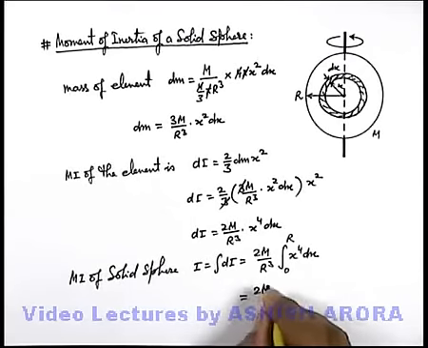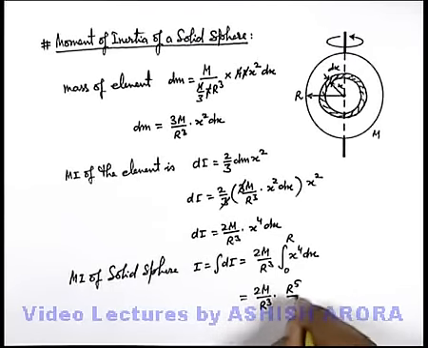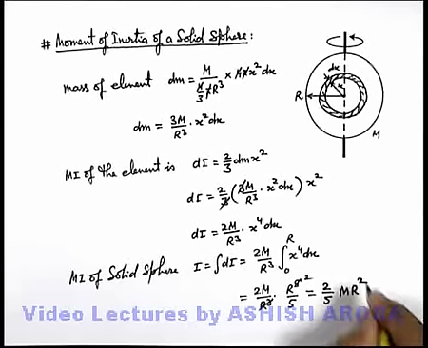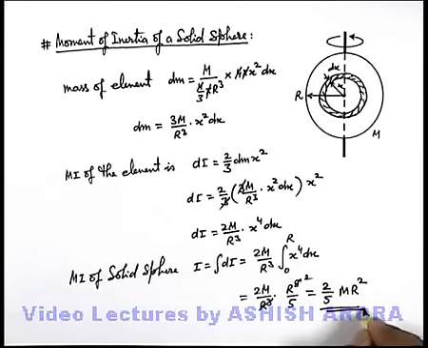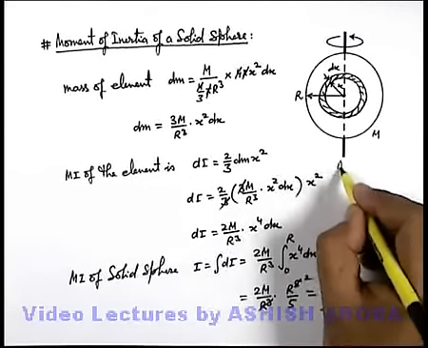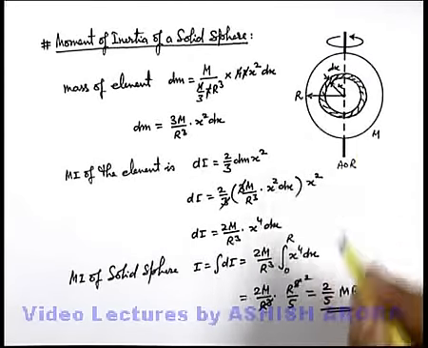So it can be written as 2m by r cube into r to the power 5 by 5. So here this r cube gets cancelled out with 3 powers of r to the power 5. So the result we have is 2 by 5 mr square. This is the result for the moment of inertia of a solid sphere rotating about an axis of rotation which is passing through its center.